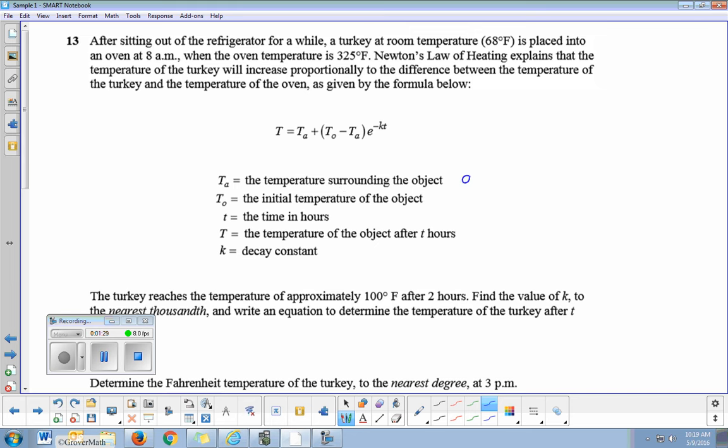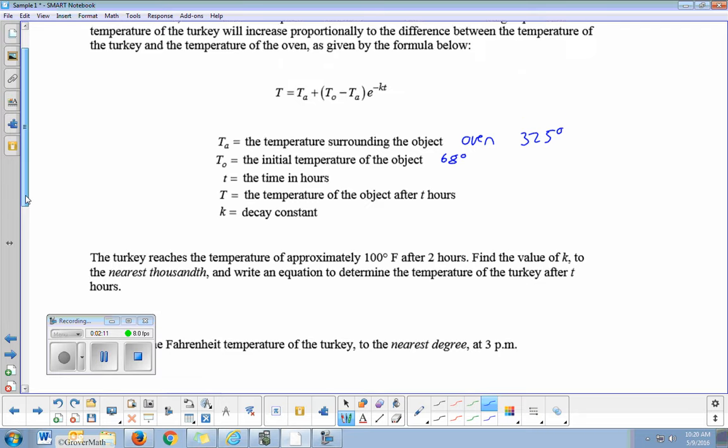T sub 0 is the initial temperature of the object, and what this question doesn't say is the turkey was sitting in a room at 68 degrees Fahrenheit. So I guess the turkey was sitting in the room long enough that it became the temperature of the room, 68 degrees. So that's the initial temperature of the object when it's placed in the environment. As it's being placed in the oven, it's 68 degrees. t is the time in hours. They didn't say how long. We may be finding that. T is the temperature of the object afterwards. k is what's called a decay constant.